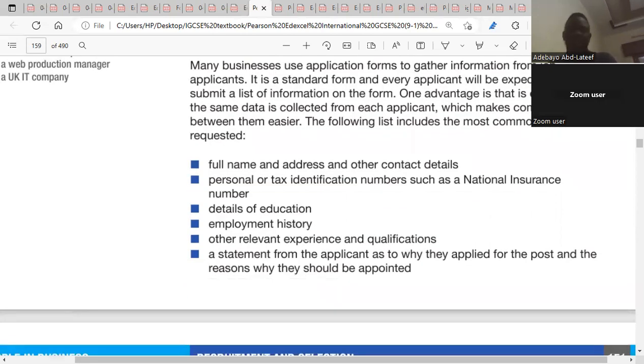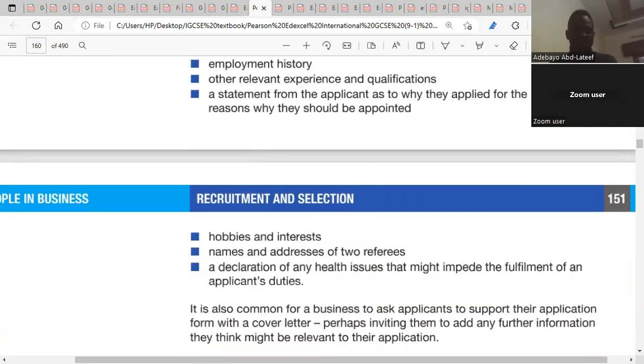So these are details that could be in the application form: your full name, your address, and other contacts, your identification number, your details about education, which will be part of your curriculum vitae, your employment history, where you have worked before, your experience and qualifications, and a statement from the applicant as to why they applied for the post. Why did you choose that job, and why did you apply for that post? Hobbies and interests, what you do. These are things that you have to see. They have to be part of your CV also. Your interest, your hobbies, what you do, what you like, the name and your address of 2 referees.